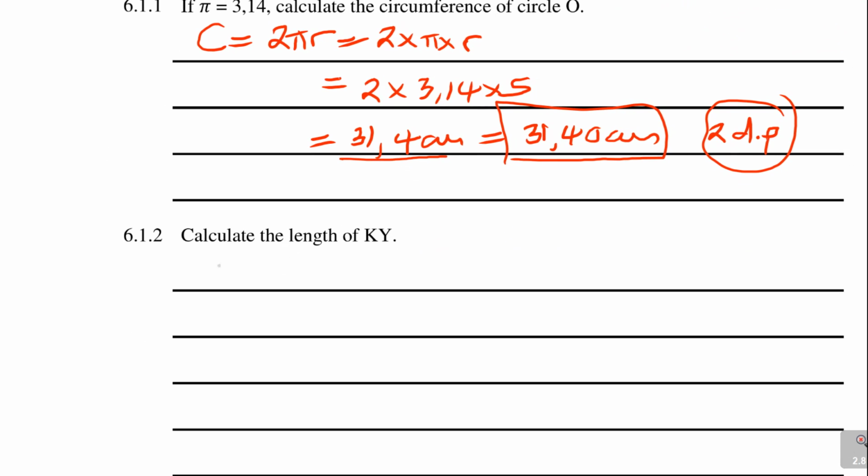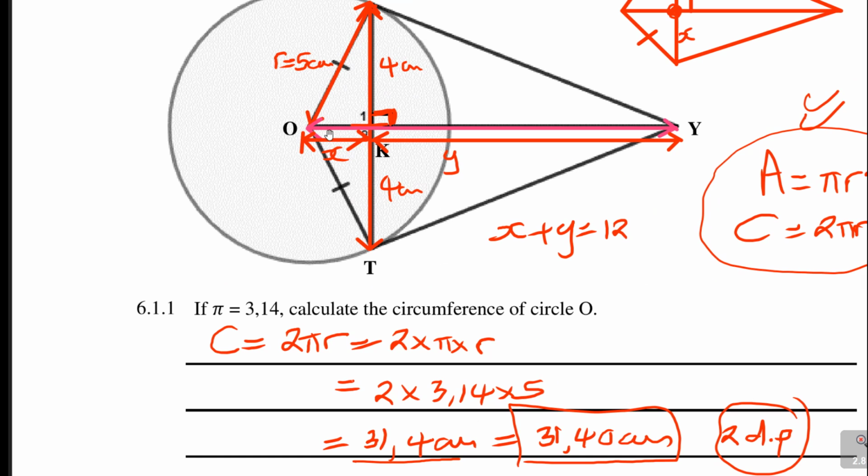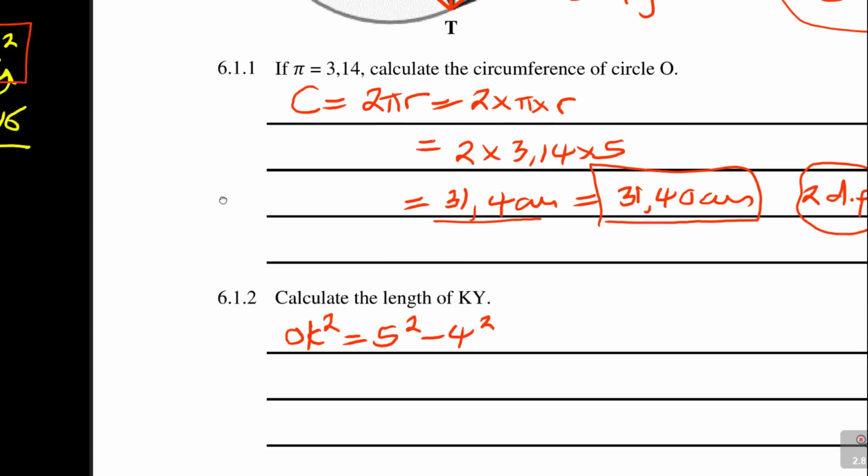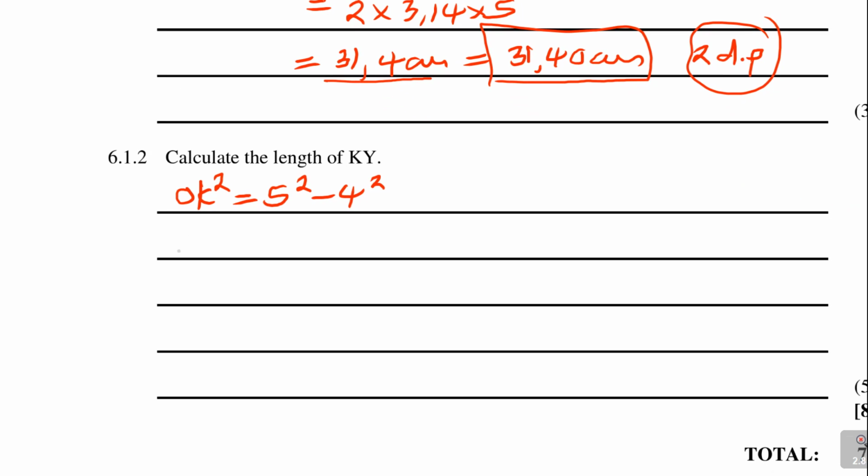Some like it like this. When they do it, they say OK squared is equal to, already they write it like this, 5 squared minus 4 squared. And they already see that this is the smaller side, so it will be the bigger side minus the smaller side. They want to jump this stage. They want to move straight to 5 squared is 25 minus 4 squared, which is 16. Are you getting that? So some prefer that. It's the theorem of Pythagoras, which is OK squared is equal to 25 minus 16.